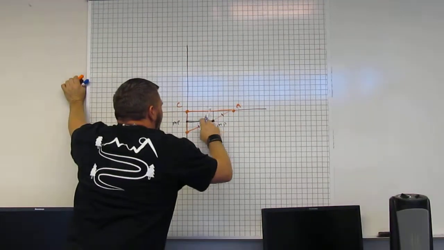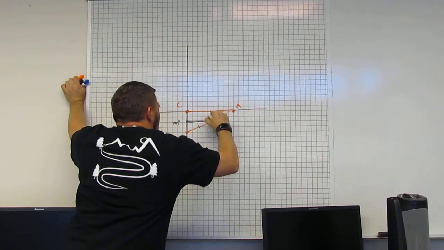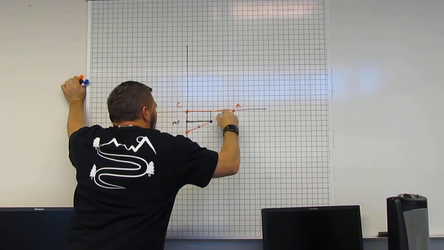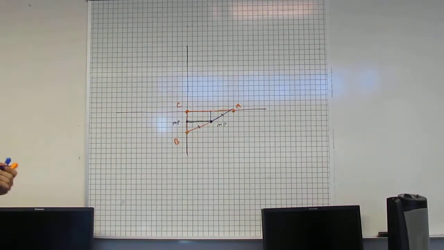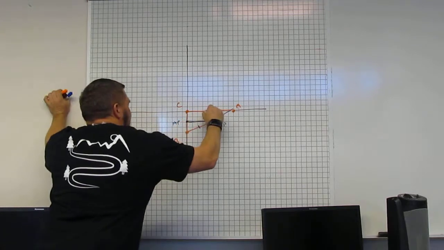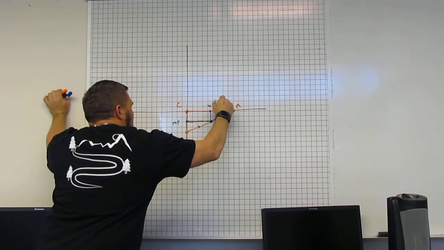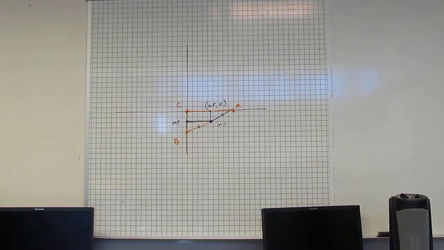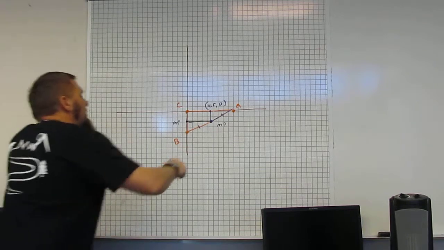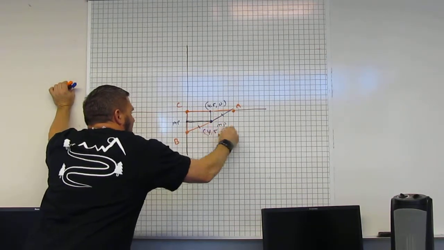Wait a minute, 4.5 and 2 should be right there. Sorry about that. 4.5 and 2. So this midpoint was 4.5 and 0. And AB would be 4.5 and -2.